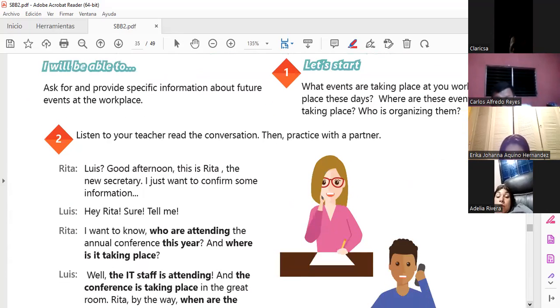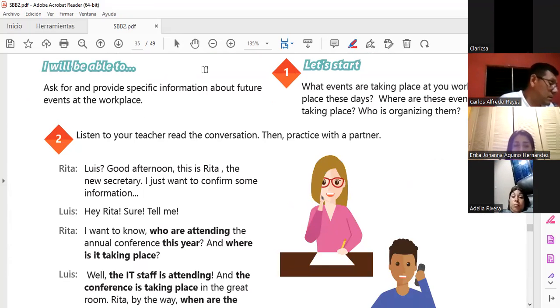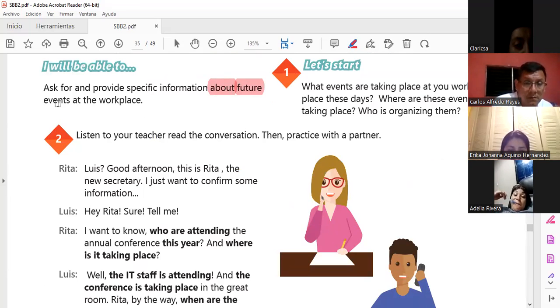Excellent. Good job. Now, what we're going to be talking about is to ask for and provide specific information about future events at the workplace. Aquí es donde vea, it's about future events. ¿Cómo lo vamos a hacer los future events? Con la time maker. Entonces, the question is, what events are taking place at your workplace these days? Entonces, these days, está hablando de en este tiempo, ¿verdad?